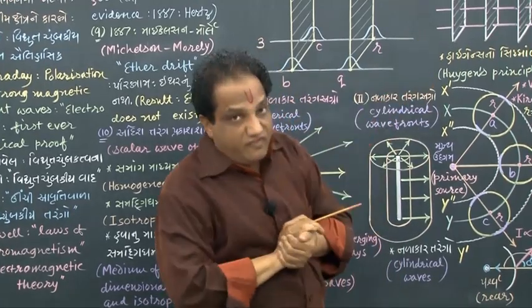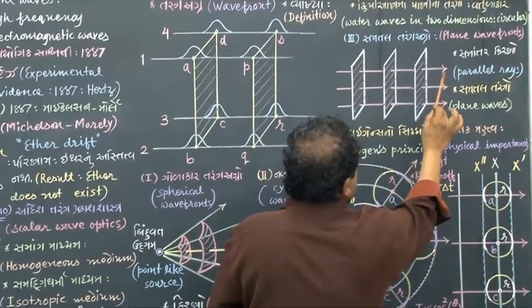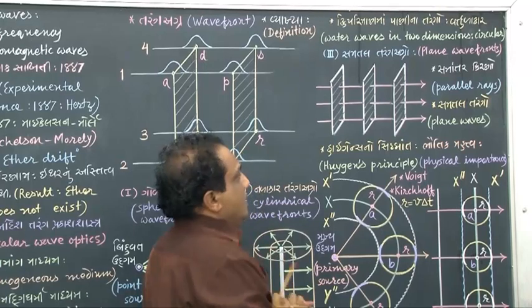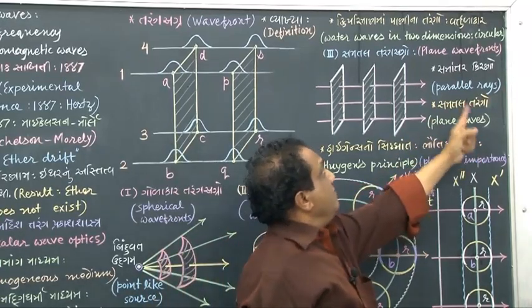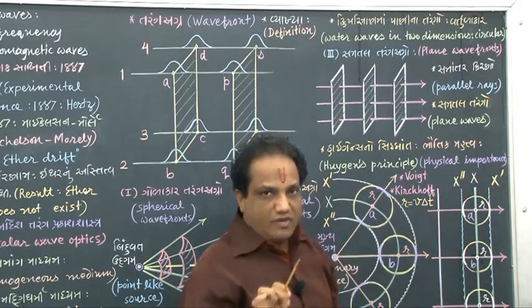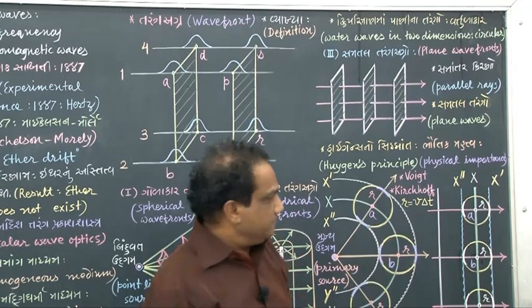In case of these plane wavefronts, you can see in the diagram, the rays are mutually parallel. Fine. Waves having plane wavefronts are called plane waves.